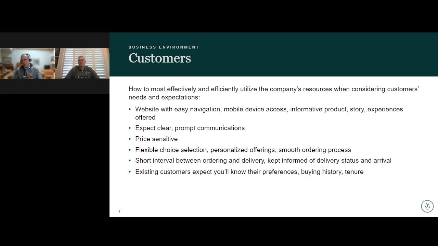And with existing customers, they expect that you know who they are, what their preferences are, what their buying history is, how long they've been a member. So all these things point to having a really good CRM, customer relationship management system, whether that's a software or just a system you have in place to really be able to reach out very effectively to your customers. These are sort of top of mind things for someone managing this area of the business.